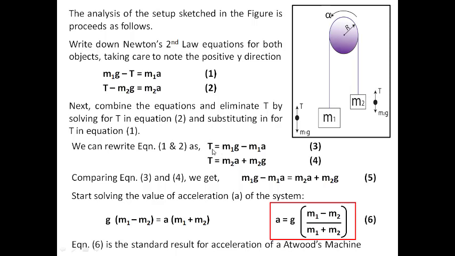If I solve for T from equations 1 and 2, I write T equals M1g minus M1a from equation 1, and T equals M2a plus M2g from equation 2. If I compare these two equations, I get the final solution: a equals g times (M1 minus M2) divided by (M1 plus M2). So equation number 6 represents the standard result for the acceleration of the Atwood machine. This is a simple problem solving approach of Atwood's machine using classical mechanics.